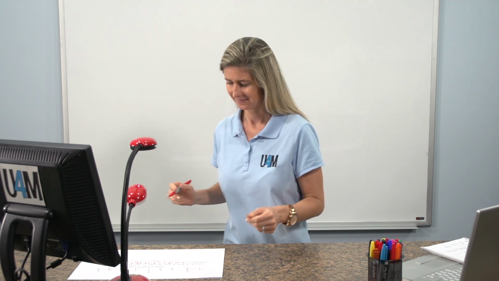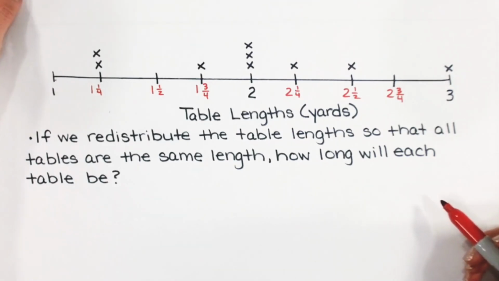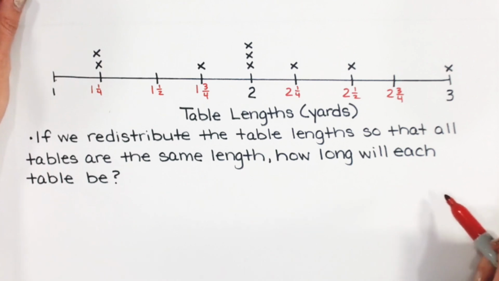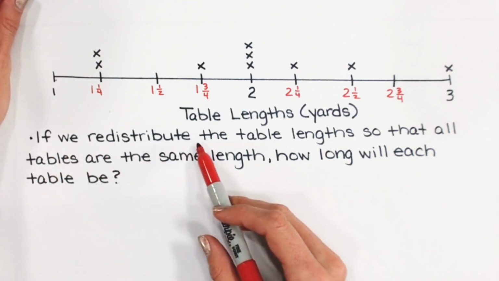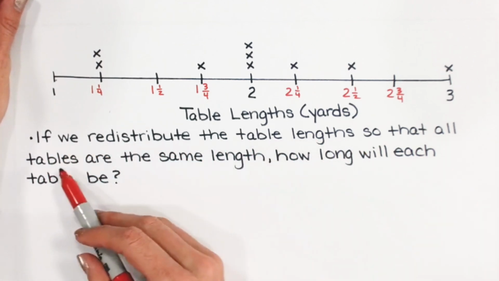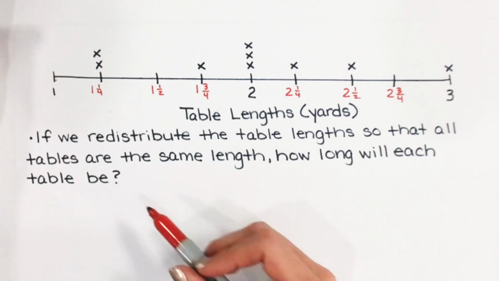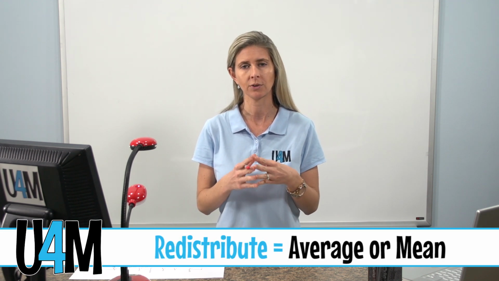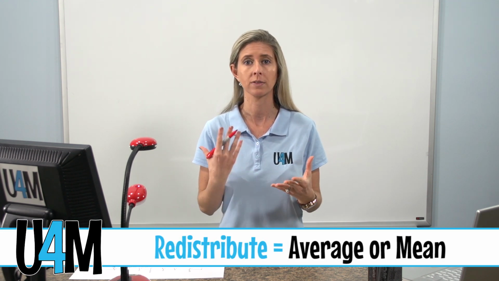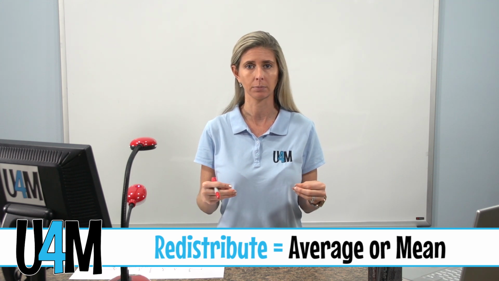Let's take a look at one final problem-solving problem. All right, here's our same line plot again. Here's the question. If we redistribute the table lengths so that all tables are the same length, how long will each table be? That word redistribute can really trick up kids, but the word redistribute really means that you're actually finding the average or the mean of the entire line plot. So let's take a look at how students would need to solve this.